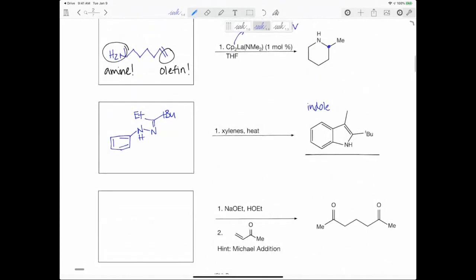All right, fun fact. This indole that you're seeing here, okay, his name is skatole. Skatole is what makes your poop smell like poop. And yeah, so you kind of learn how to make poop in Orgo. It's pretty fun, right? Okay.